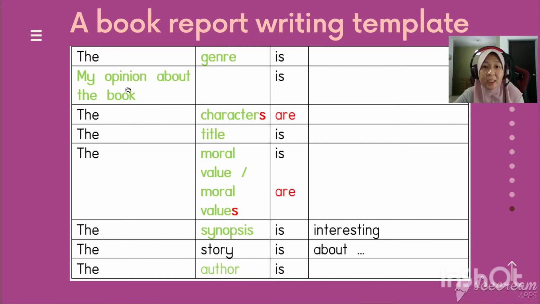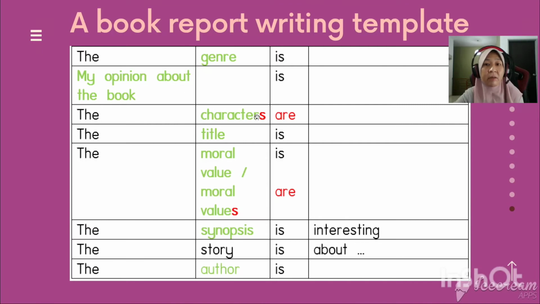What about opinion? How do you write about your opinion? You can start like this. My opinion about the book is, whether you like it or not. So you can state your opinion, whether you like it or not, and give reason. After you give reason, give another example or elaboration.